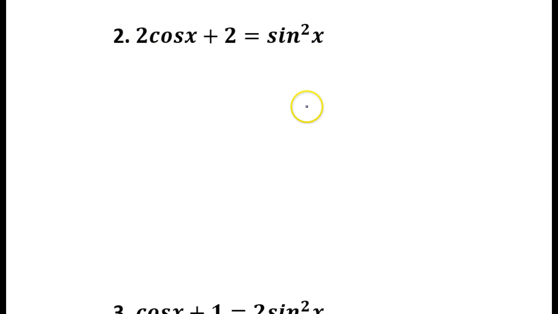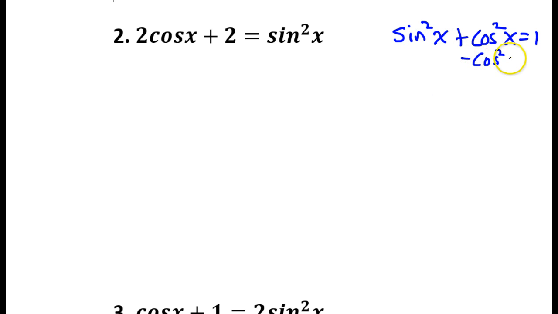Alright, let's do one more in this video. Now here I have a combination of sine and cosine. That's never good. I want all one trig function. So let's use the fact that sine squared x plus cosine squared x is equal to 1. That's something that we've memorized. If I get sine squared x by itself, I could do that by subtracting cosine squared from both sides.